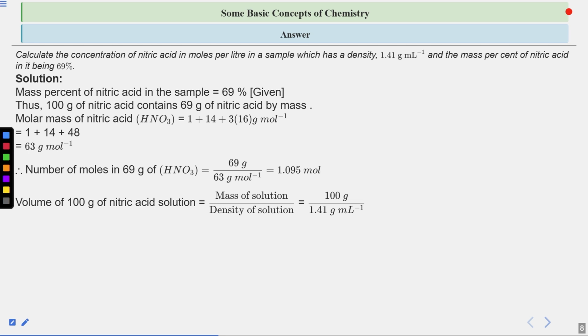Atomicity means number of atoms present in a given compound. So if you talk about the atomicity of hydrogen in water, it will be 2.